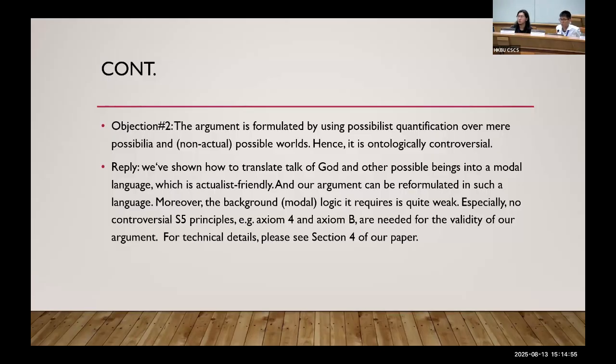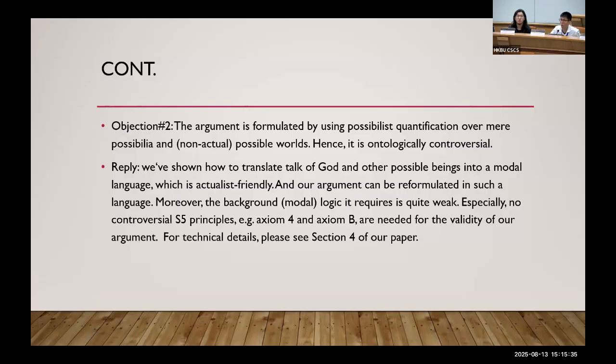Okay, so in response, we have shown how to translate talk of God and other possible beings into a modal language, a first-order modal language. Basically, the language is just standard first-order logic plus function symbols plus modal operators. Using this kind of language, we can reformulate our argument in a way that no possibilist quantification is needed. And something quite noteworthy is the background logic it requires.